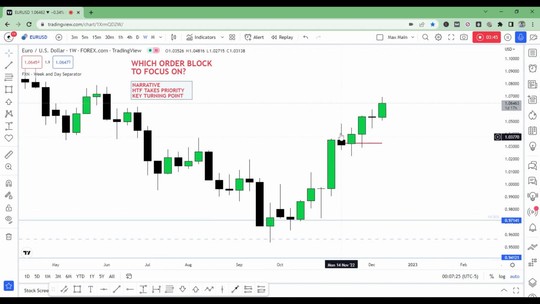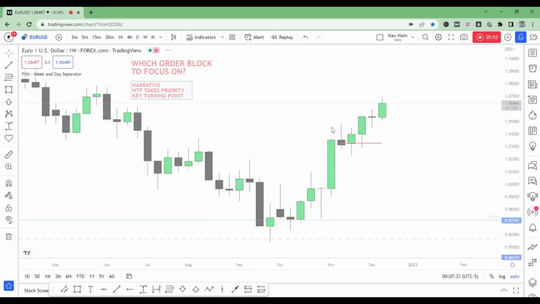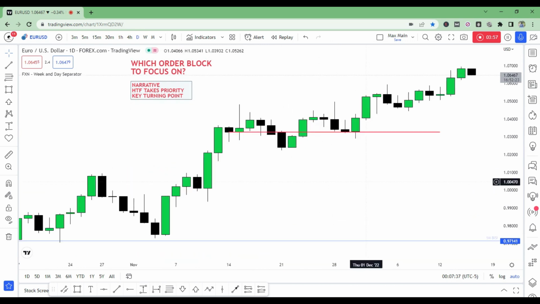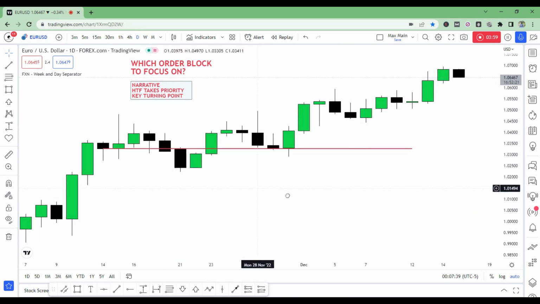We also had a weekly order block confirmed here, but we'll be checking out this daily order block. So let's go down to the daily and check out the order block I'm referring to. So this is the order block I'm referring to.